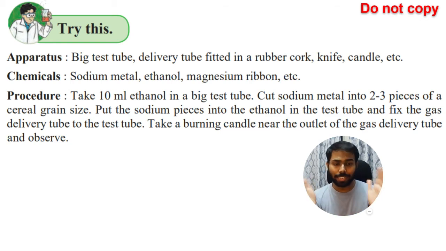Okay, I am going to repeat the entire setup again. एक टेस्ट ट्यूब ले लो, उसमें इथेनॉल डालो, फिर बाद में सोडियम के छोटे छोटे पीसेस करो, सोडियम के पीसेस उस टेस्ट ट्यूब में डालो इथेनॉल वाले, उसमें से एक पाइप निकालो, वो पाइप का जो दूसरा एंड है वो एक बर्निंग कैंडल के पास रखना है. Okay, that's what we are doing.